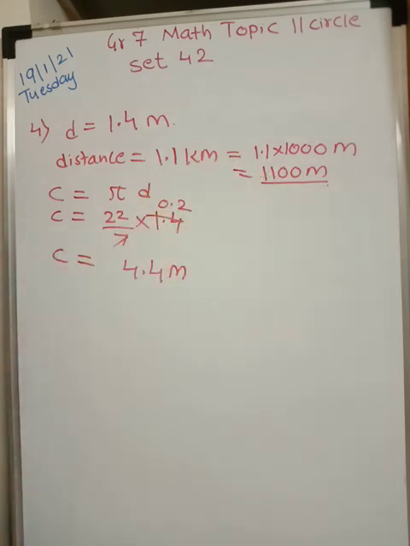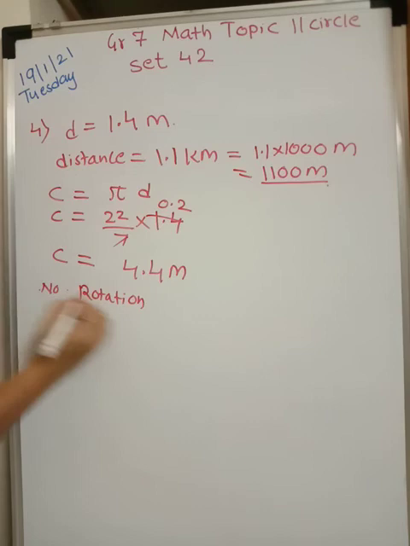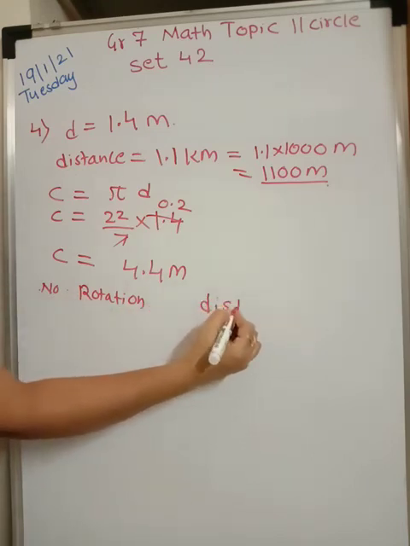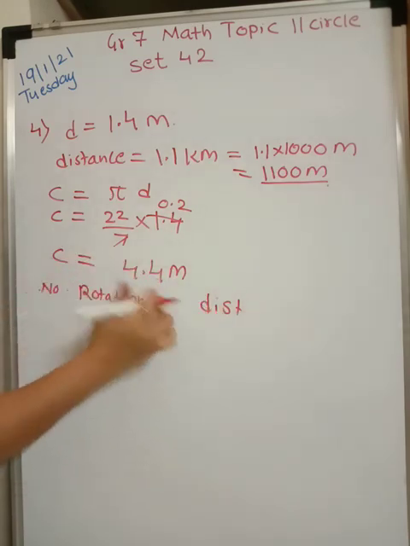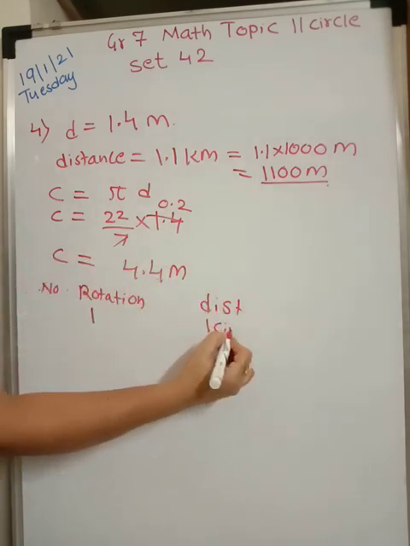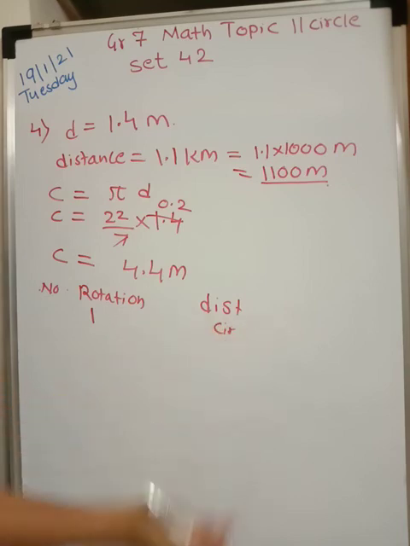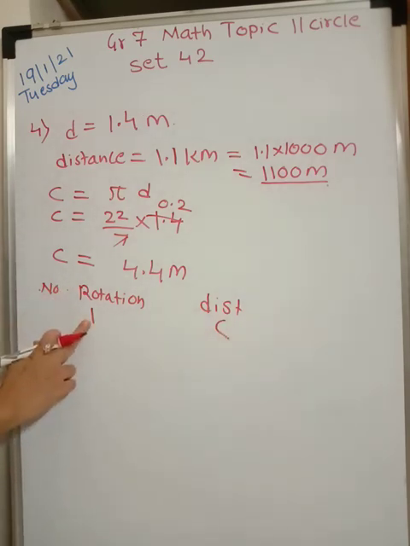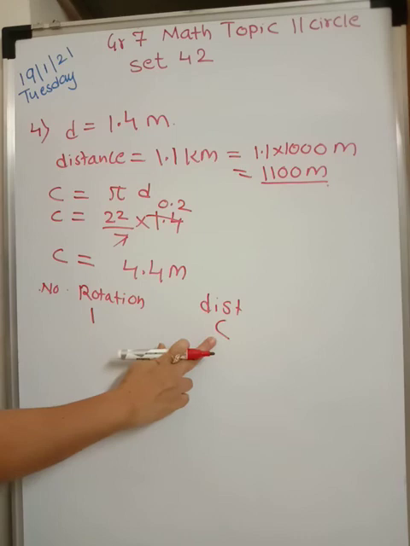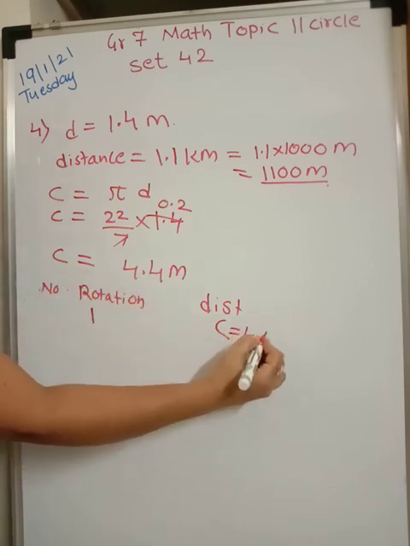Now what we have to find? Number of rotations. What I told you, this is rotation, number of rotations, and we can write over here distance. In one rotation, how much is the distance covered? It is equal to 1 circumference, I'll write only C. Number of rotation 1. What is the distance traveled? It is equal to circumference. That means it is equal to 4.4 meters.